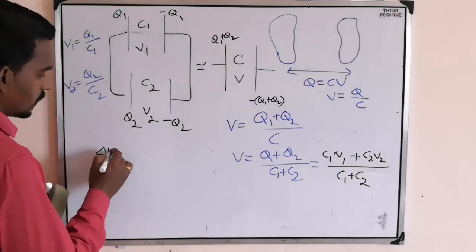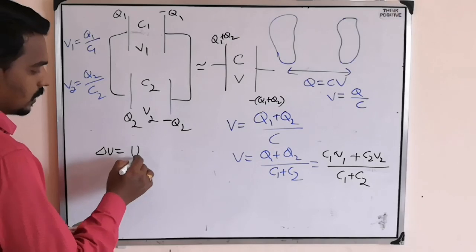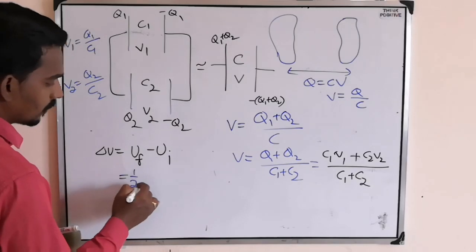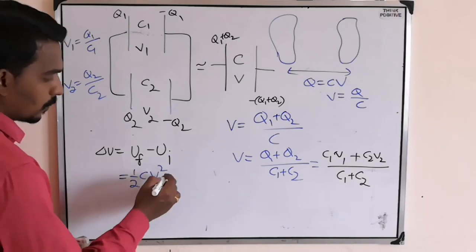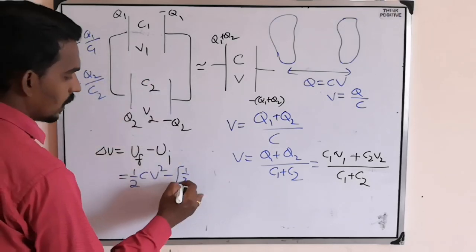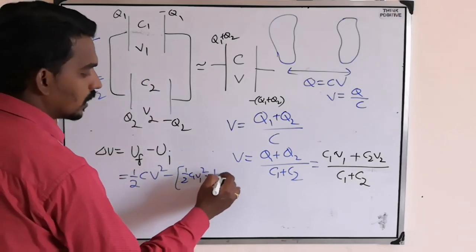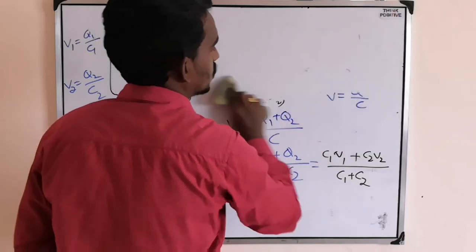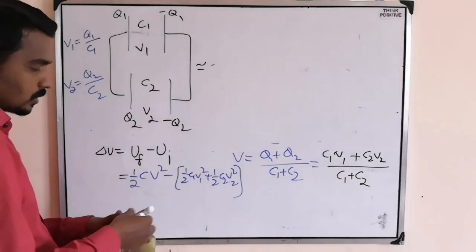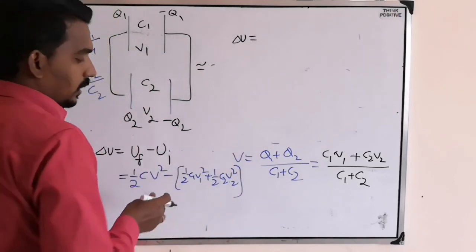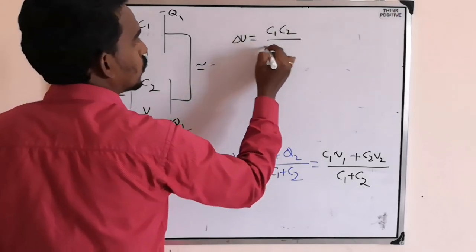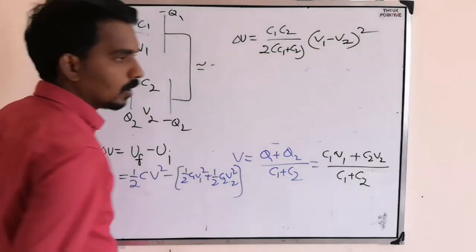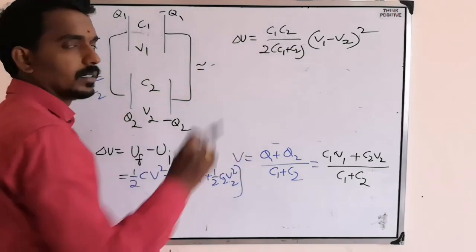So what is that wasted energy? Final energy minus initial energy. Final energy means half C V square, minus the initial energy, which is half C1 V1 square plus half C2 V2 square. If you solve this, the energy loss will come as C1 C2 by 2 into C1 plus C2, into V1 minus V2 whole square. If you solve this, you will get this.